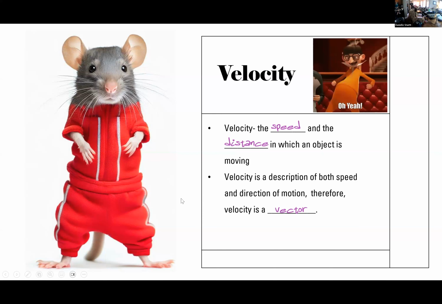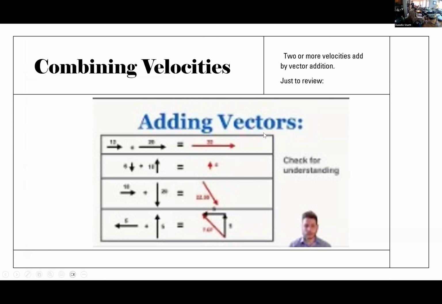All right. This, by the way, was one of the hardest things to get it to do, but I really liked him. Rat in a jumpsuit. He's cute. So we're gonna watch a quick video on adding vectors. Yeah, gotta do some mathy math.